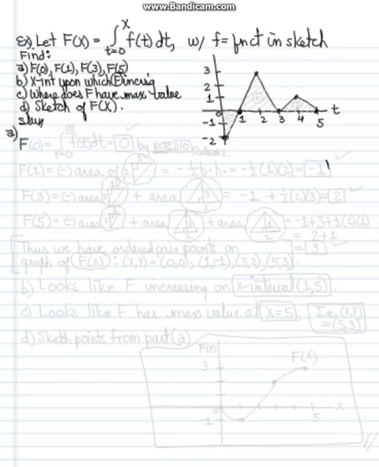Solution, part A, capital F of 0. Well, according to the definition, it equals the integral from t equals 0 to 0 of f of t dt. Well, that's just equal to 0. Go back and read note number 110, rule number 2. When you take an integral and the bottom limit number and the top limit number are the same, then the answer will be 0.